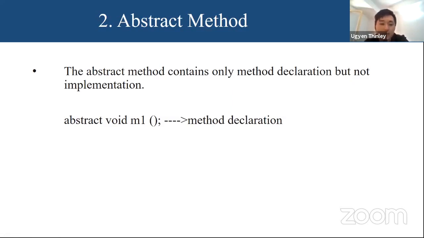It will have just a method declaration, and this abstract method will be preceded by the keyword abstract. Then you will have the return type here. There is no return type, so it is void. So this is an abstract method. An abstract method is a method that contains only the method declaration but not a method implementation, and it is preceded by the keyword abstract.